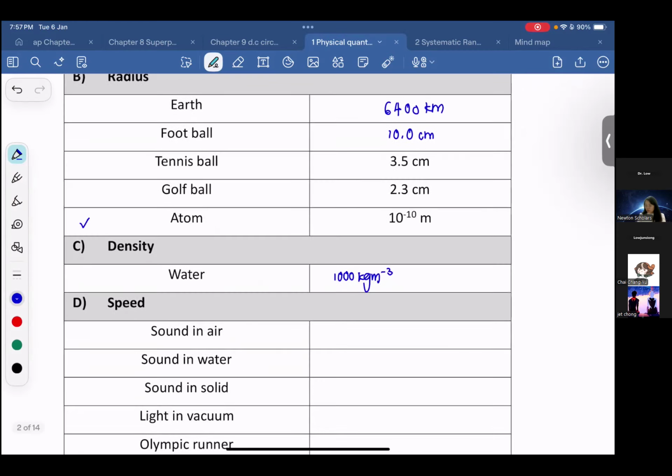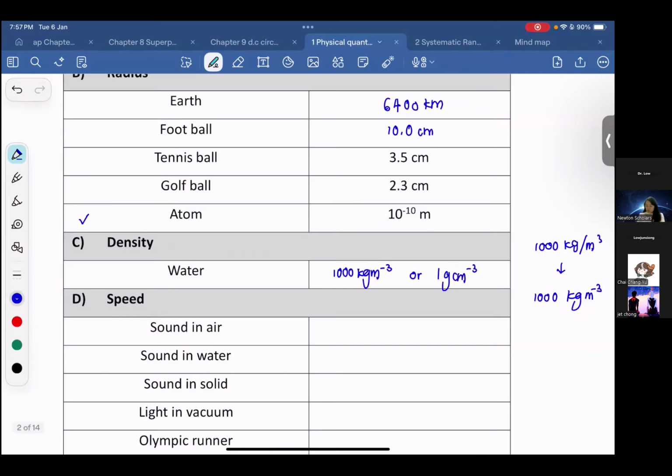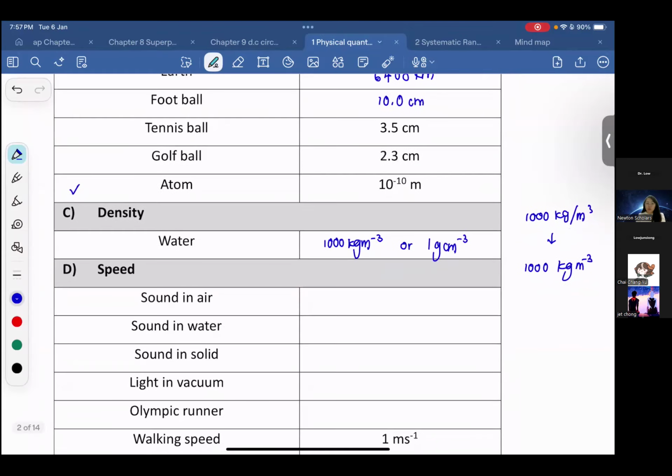One more thing that I want to tell you. In year 10 or year 11, we will roughly write 1,000 kg per meter cube. This is the way that we write when we're sitting for our IGCSE. But right now, we go to A level, we will change the way we write. We'll change to become kg m to the power of -3, or 1 gram per cm cube. All these they assume we know already.